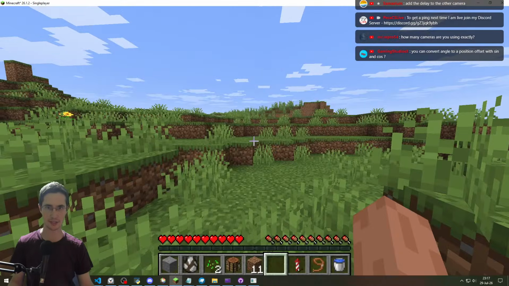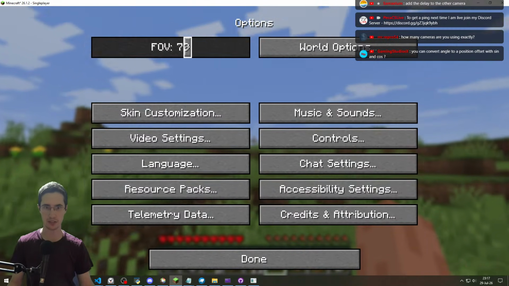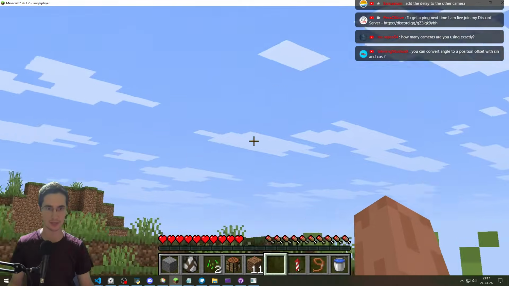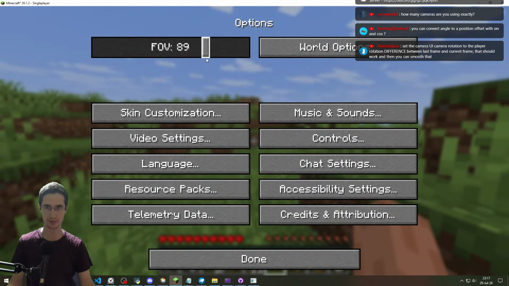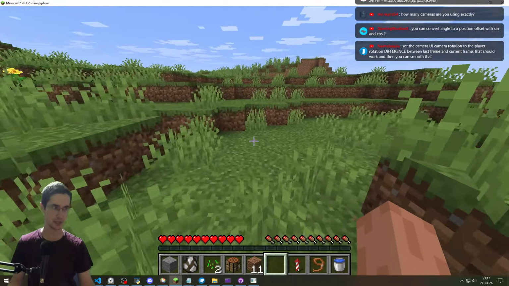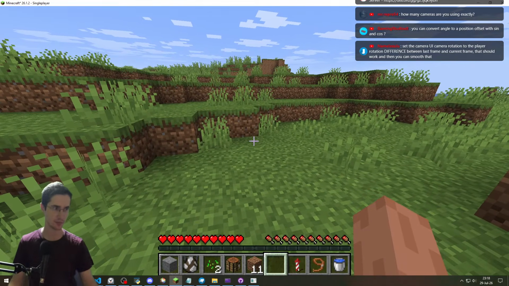Just like in Minecraft here, if I change the FOV, look at how the hand stays the same. The hand is the same. That's possible with two cameras. That's why I'm using two cameras.